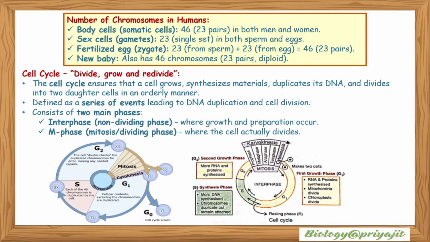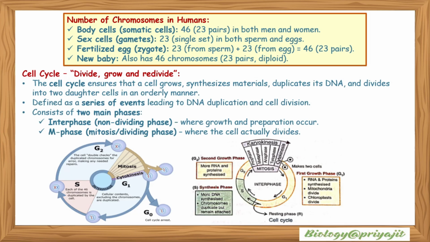Number of chromosomes in humans. Body cells, somatic cells, have 46, that means 23 pairs, in both men and women. Sex cells or gametes have 23, that is a single set, in both sperms and eggs. Fertilized egg or zygote: 23 from sperm and 23 from egg, that is 46 or 23 pairs. So the new baby also has 46 chromosomes, that is 23 pairs, diploid.